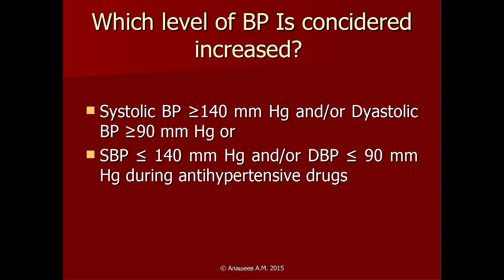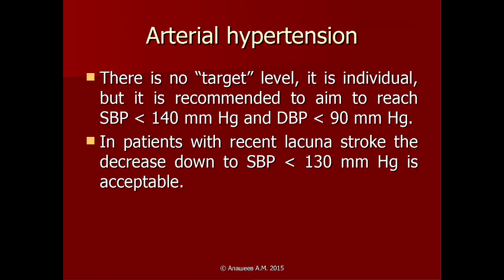Which level of the blood pressure is considered increased? Systolic blood pressure more than 140 millimeters and or diastolic blood pressure more than 90 millimeters; systolic blood pressure less than 140 and or diastolic less than 90 during antihypertensive drugs. There is no target level. It is individual, but it is recommended to aim to reach systolic blood pressure less than 140 and diastolic less than 90, unless patients who are really addicted to high pressure may feel very bad. Then you will make this decrease very slowly. In patients with recent lacunar stroke, their decrease down to systolic blood pressure less than 130 millimeters is acceptable.